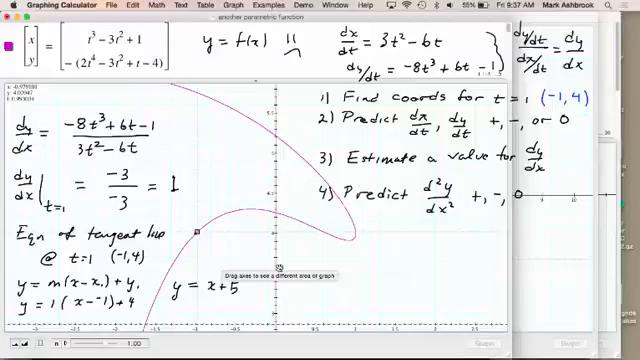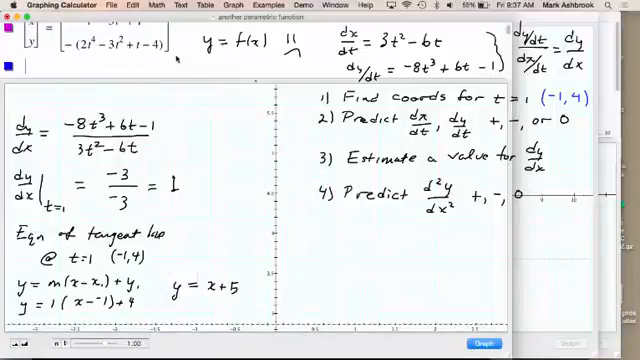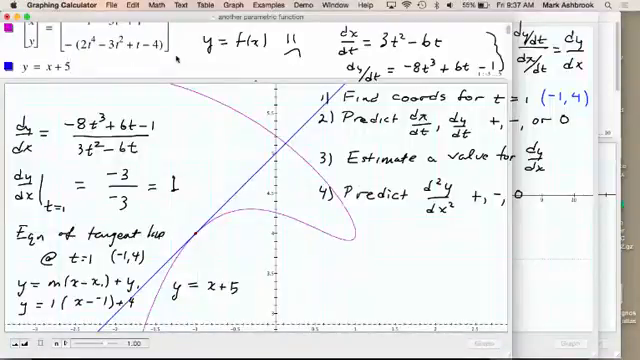Did I do all the math right? All right, let's graph x plus 5. What should we see? There's y equals x plus 5, the equation of the tangent line. It has the same rate of change and goes through that point, (-1, 4). Questions? Okay, what about the second derivative?